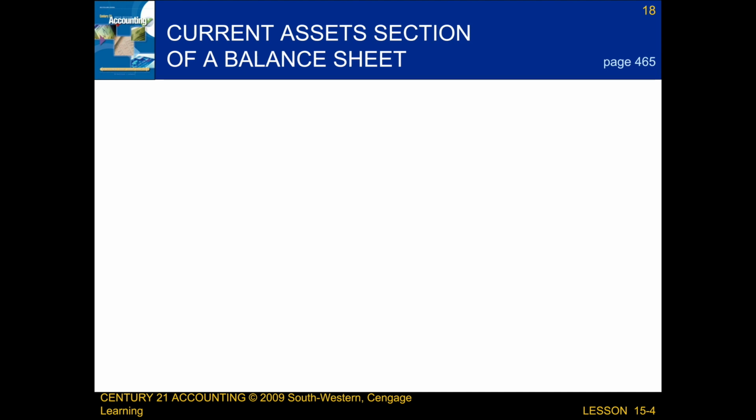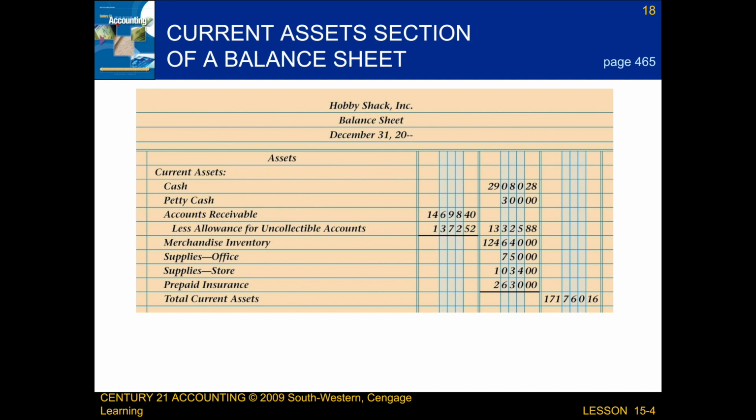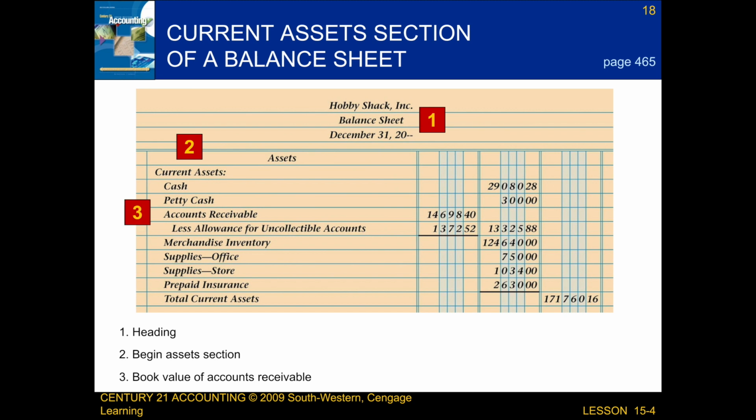Alright, next we're going to be talking about preparing the current assets section of a balance sheet. So when we prepare the current assets section of a balance sheet, there are multiple steps that we have to follow in order to complete this process. First, we write the heading. Next, we begin the assets section. After that, we calculate the book value of accounts receivable. Following that, we fill in the remaining current asset accounts and also the amounts. And finally, we calculate the total current assets.